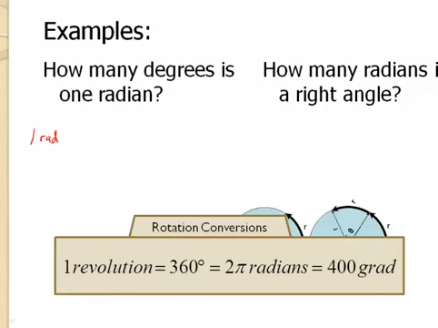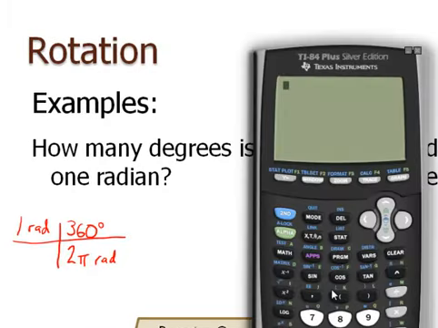So we can write in here 2 pi radians on the bottom and 360 degrees. We'll take 1 radian and multiply it by 360 divided by 2 pi, and when you do this division, you need to be careful that you put the 2 pi in parentheses, or alternatively, you could divide by 2 and then divide by pi. But when we calculate this, we get our answer of roughly 60 degrees, or more equivalent to 57.3 degrees.